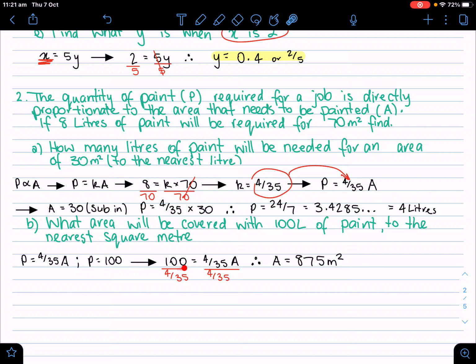So 100 equals 4 over 35A. So now we need to get A by itself. Well, that's 4 over 35 times A. So the inverse of 4 over 35 times A is to divide both sides by 4 over 35. When I do that, this cancels out, and I'm left with A equals 875 meters. Hopefully you're getting the hang of this with the examples that I've given.